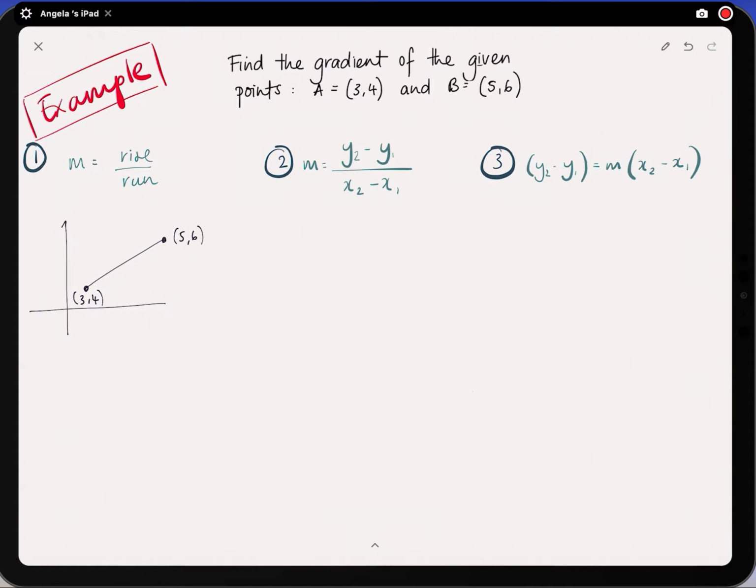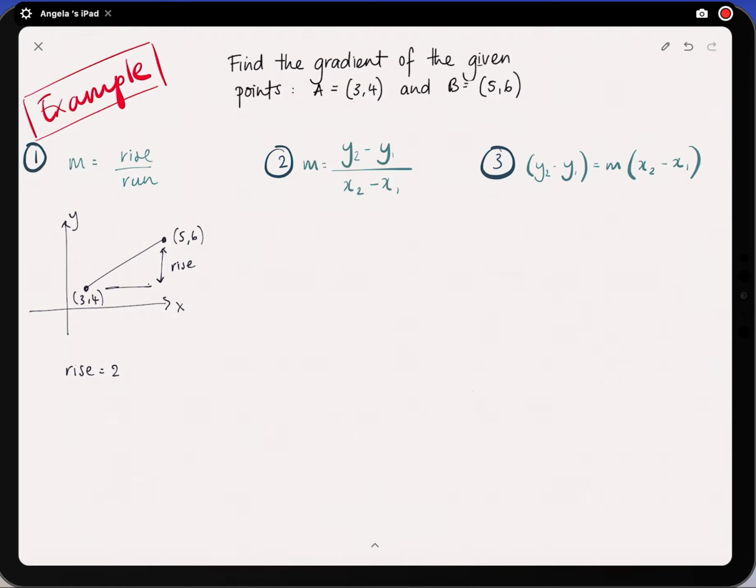Having said that, and I'll just quickly label my axes, you can see that the gradient is going in a positive direction, or at least the graph is going in a positive direction. So we should be expecting a positive m value. Our rise, remember, is represented by our y-axis, and has gone from 3 to 5, which means our rise has risen 2 units.